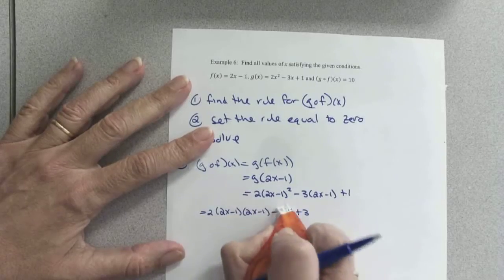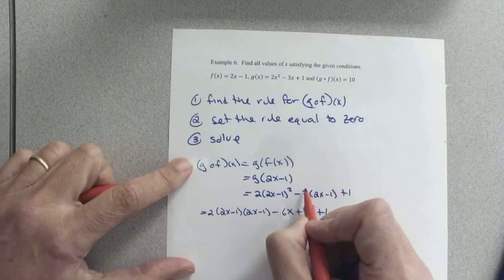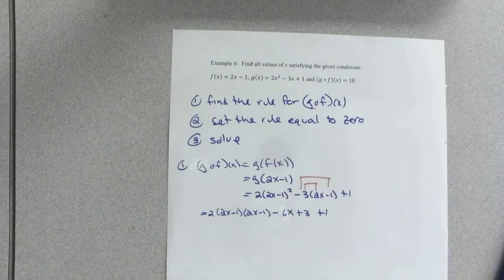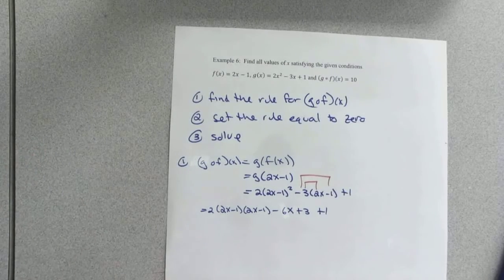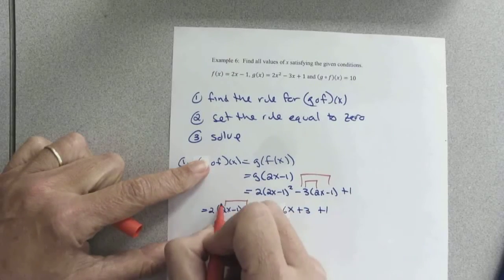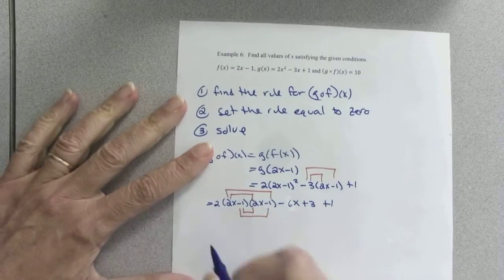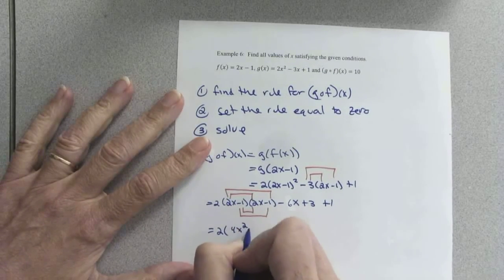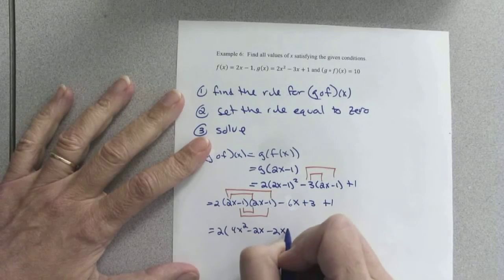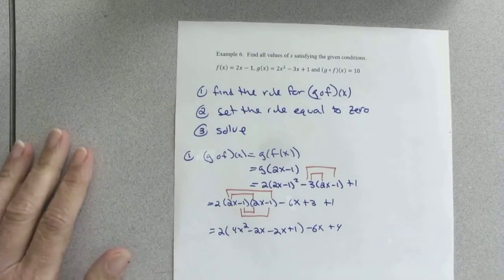Especially if I do it wrong. So here I distributed, getting negative 6 plus 3. And here I'm going to FOIL first, and then I'm going to multiply by 2. So FOILing that out. Big set of parentheses, FOIL it out. That's going to be 4x squared minus 2x minus 2x plus 1 minus 6x plus 4.